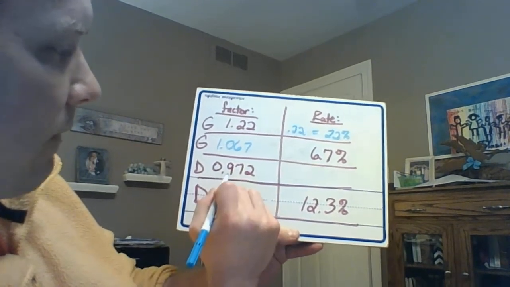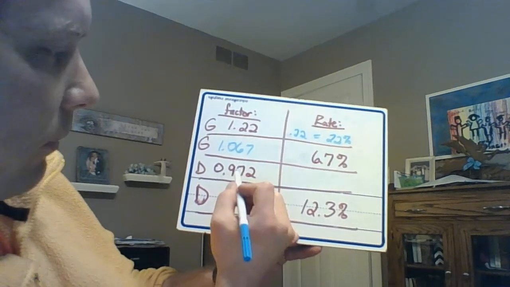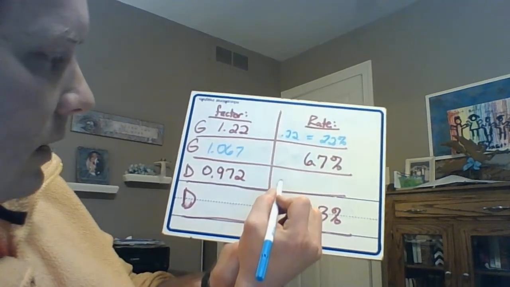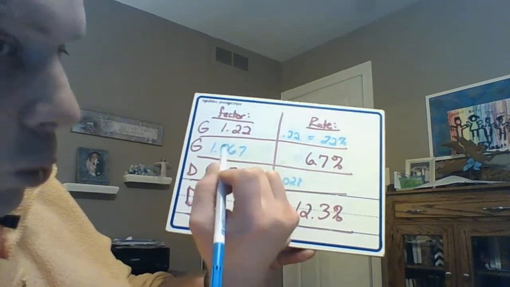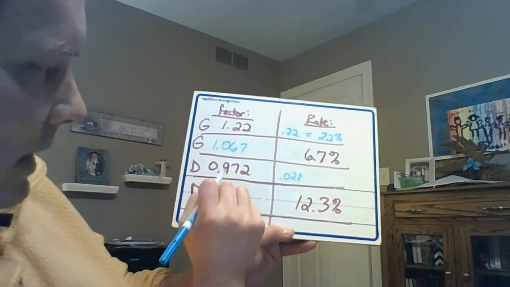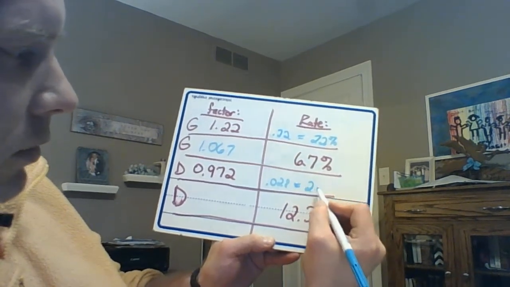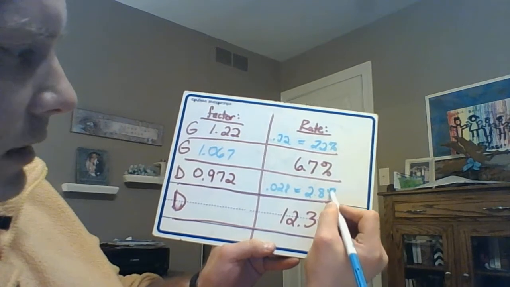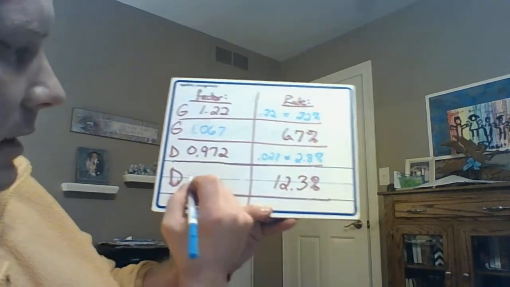Here we have a decay factor, 0.972. Well, what is the difference with that from 1? 0.028. Again, I'm getting that from 1 minus 0.972. 0.028, which as a percent is 2.8%. Again, we need to know that that's a decay for that to make complete sense.